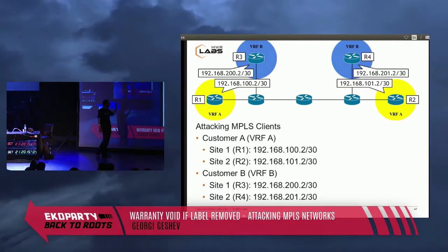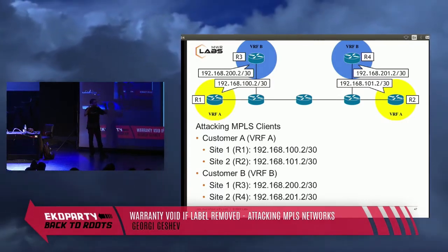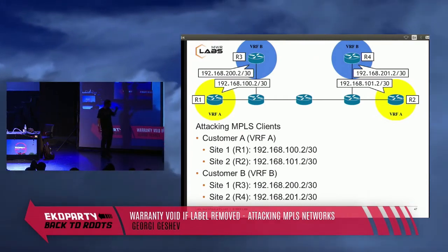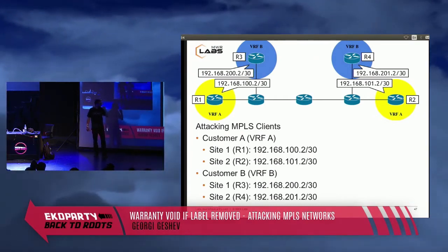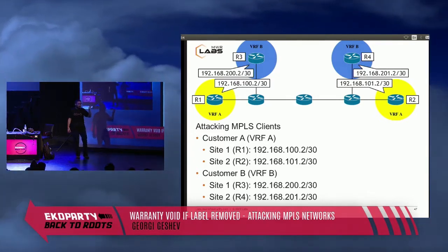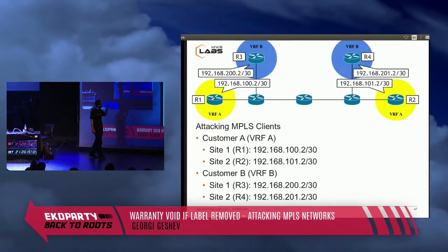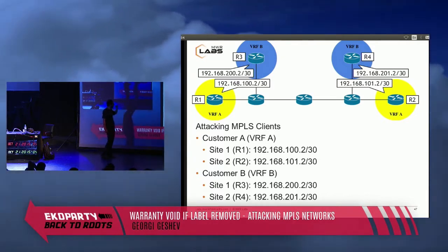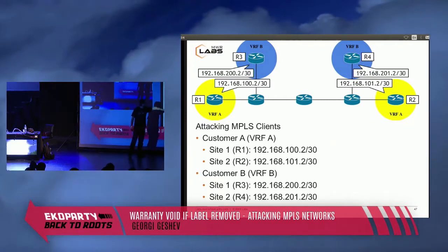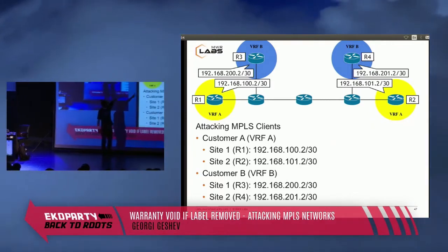We have customer A, whose traffic flows within VRF A. We have customer B, whose traffic flows within VRF B. And each of these customers has two sites, site 1 and site 2. So for customer A, we have R1 and R2. For customer B, we have R3 and R4.